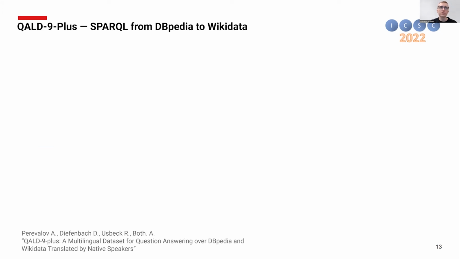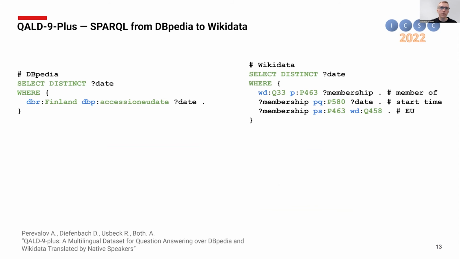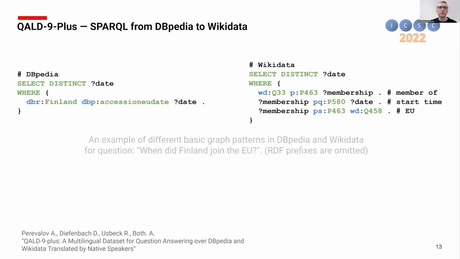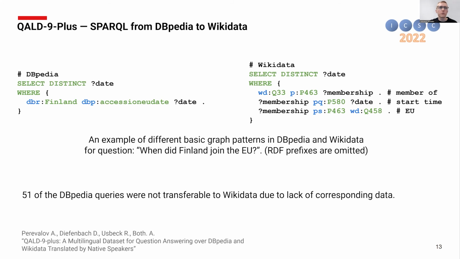Thereafter, we transformed SPARQL queries from DBpedia to Wikidata in order to increase the usability of the dataset. However, it was also not a simple process. For example, here you can see completely different basic graph patterns in DBpedia and Wikidata for the question: when did Finland join the European Union? In total, 51 of the DBpedia queries were not transferable to Wikidata due to the lack of corresponding data. However, for the other ones, we were capable of doing it.